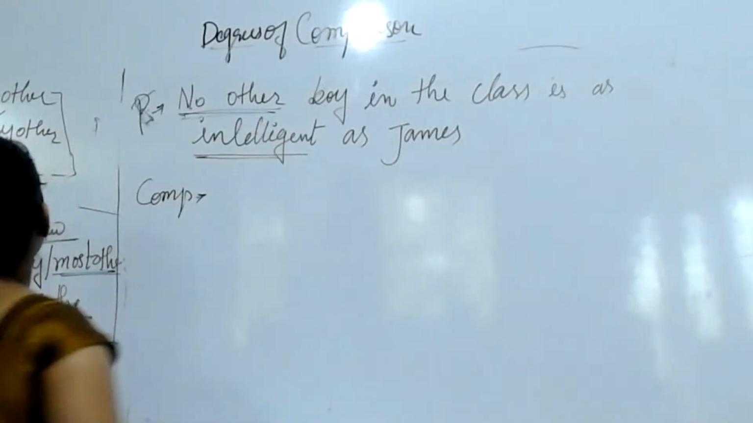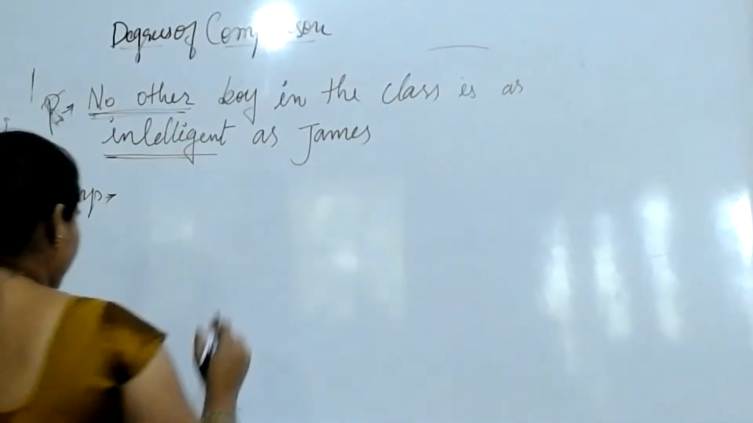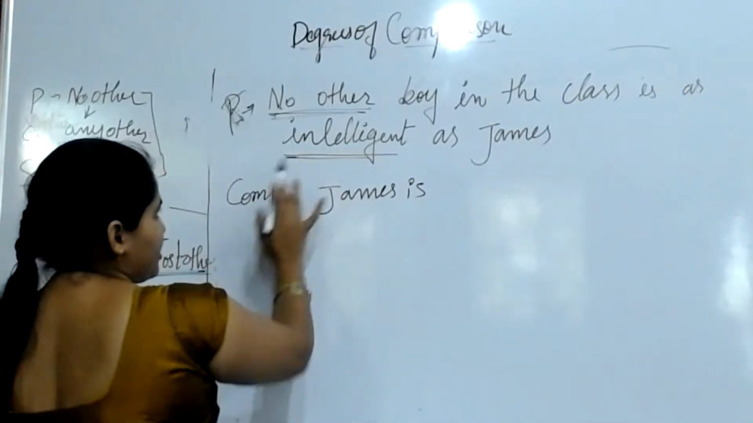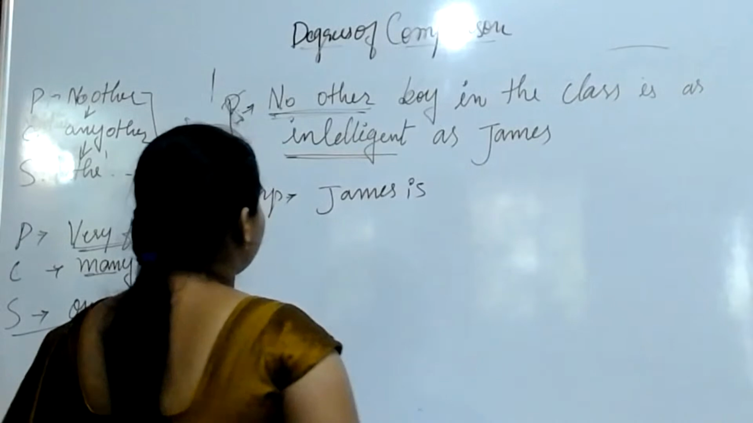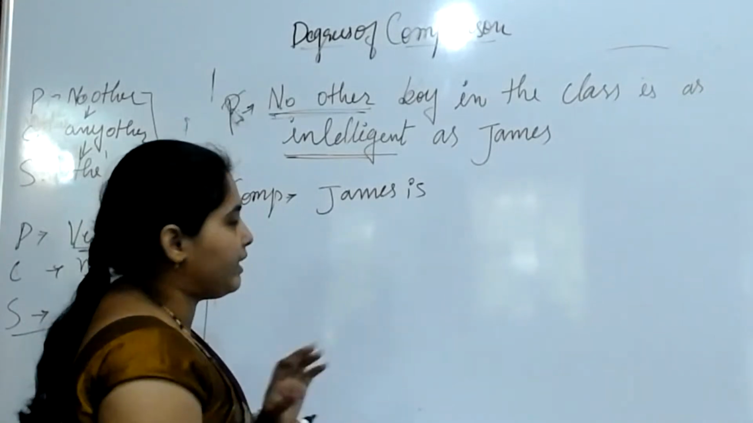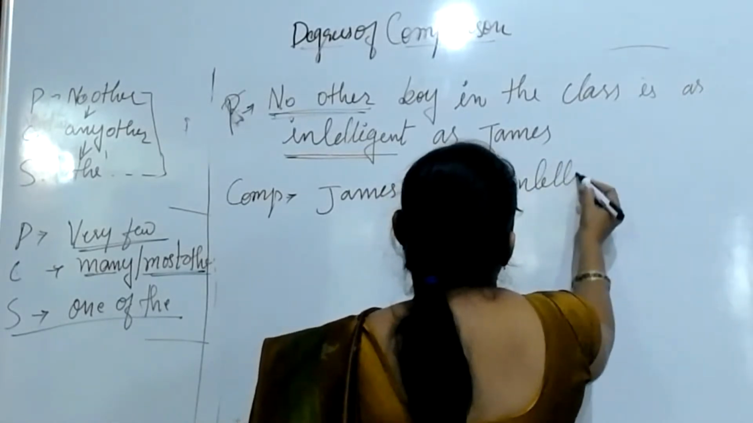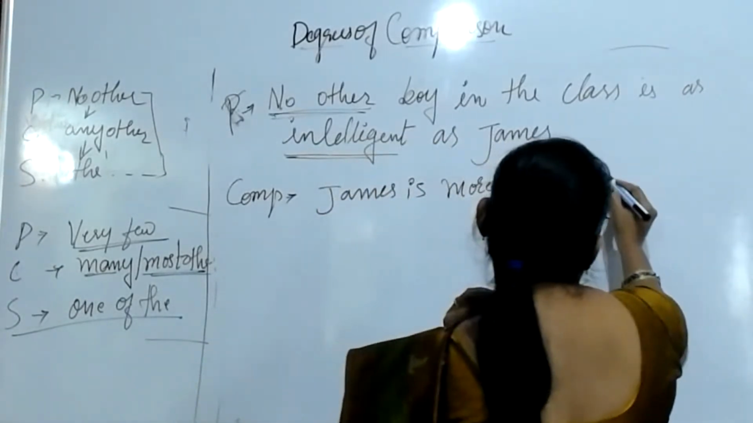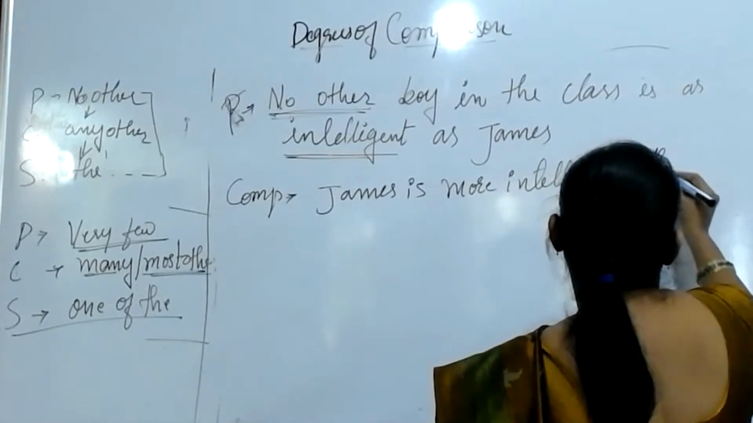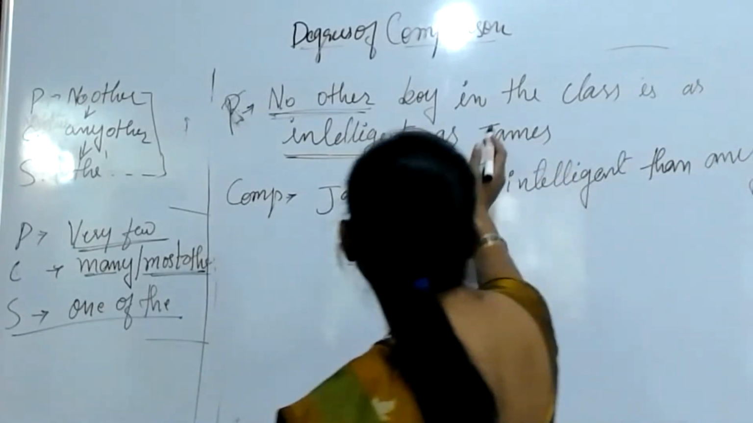If it is "no other", what you have to do? "No other" in the comparative degree becomes "any other". James is intelligent. This is a word of more than two syllables, so you should not write "intelligenter". You have to write "more intelligent". James is more intelligent than any other boy in the class.